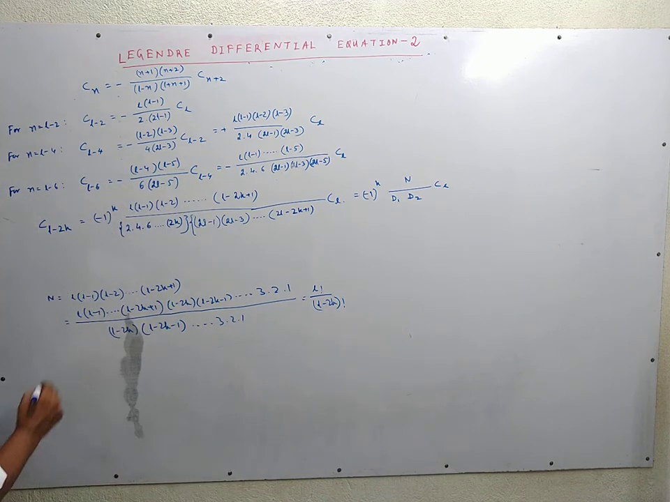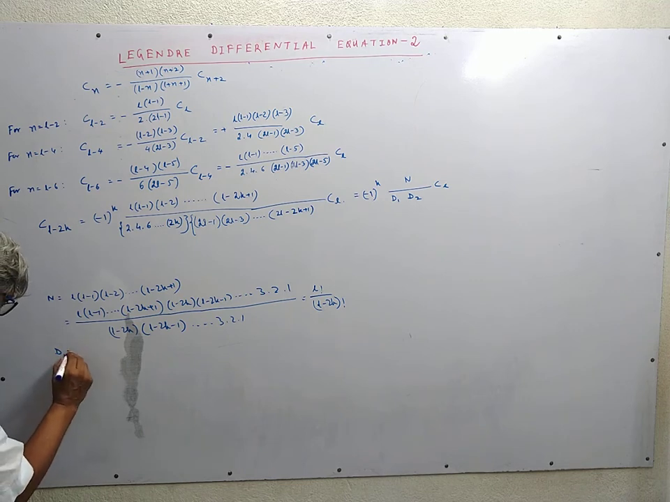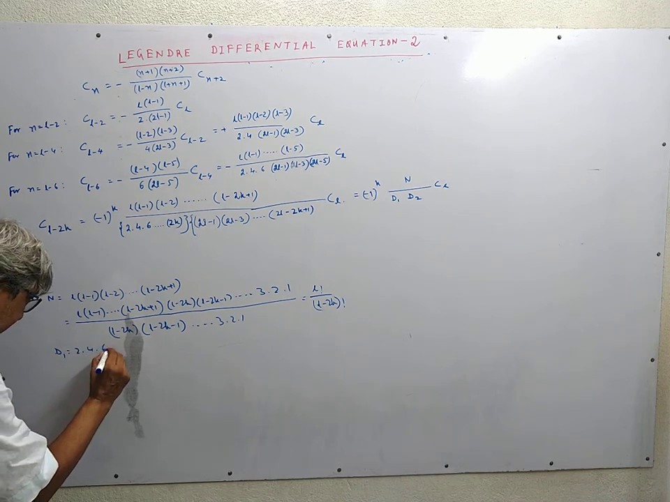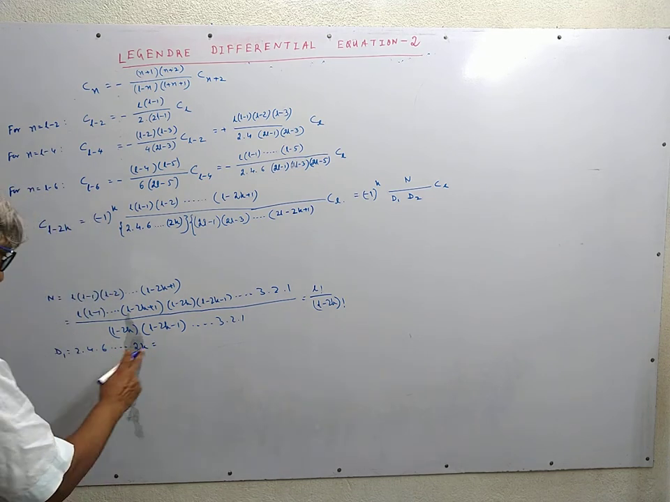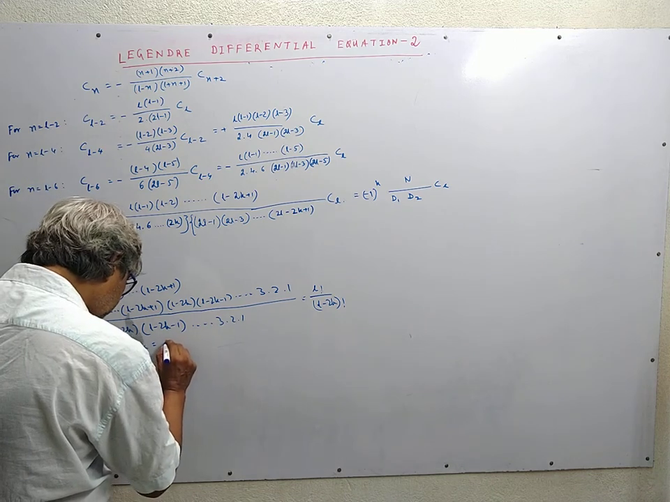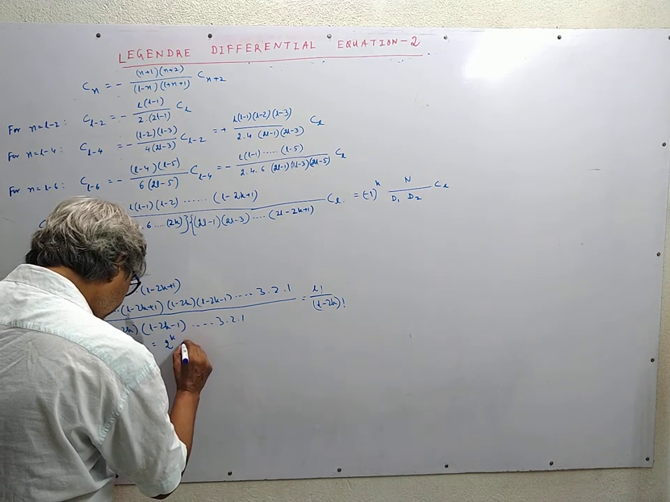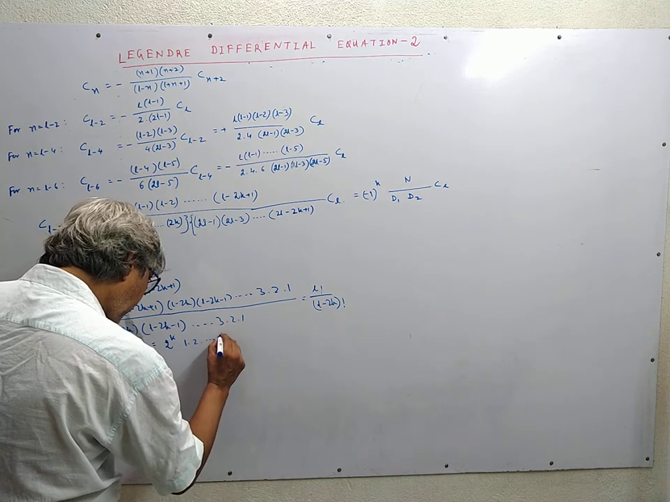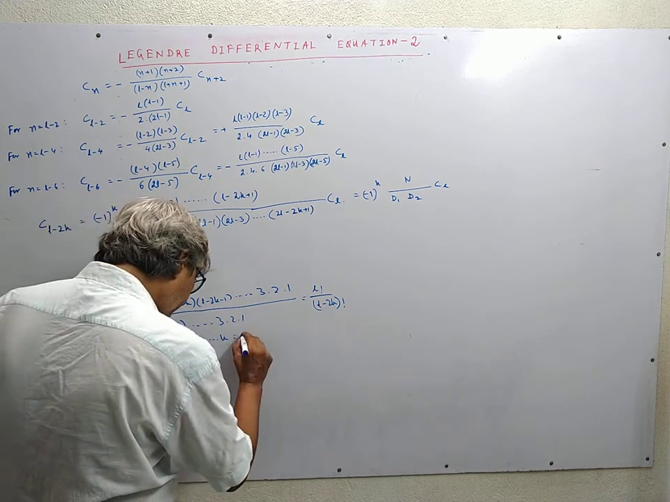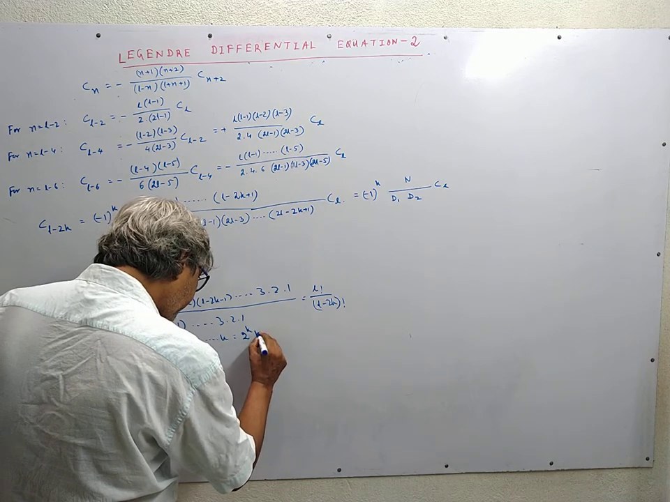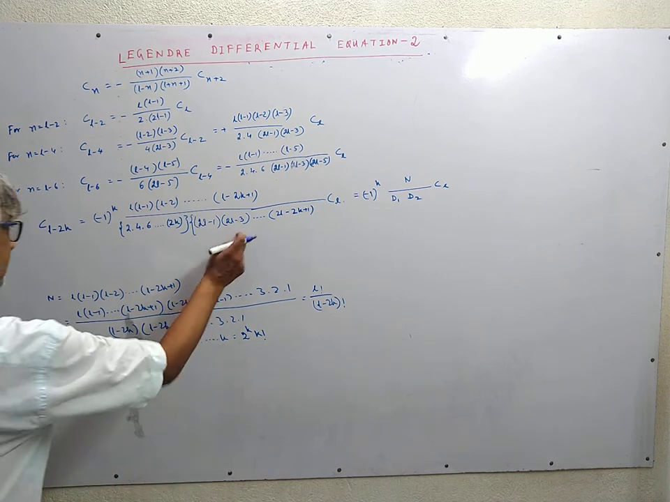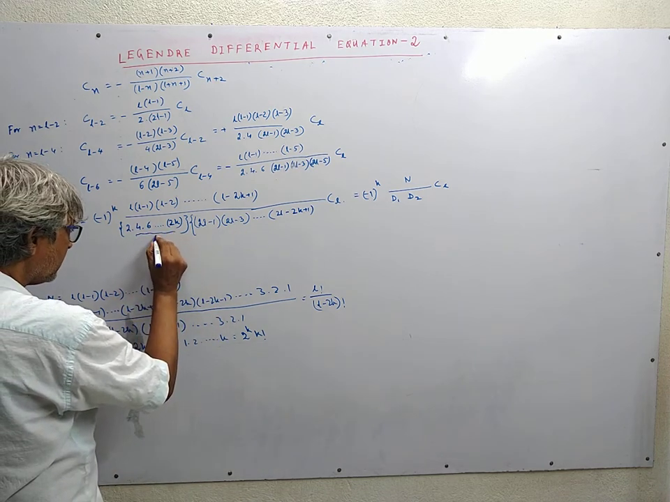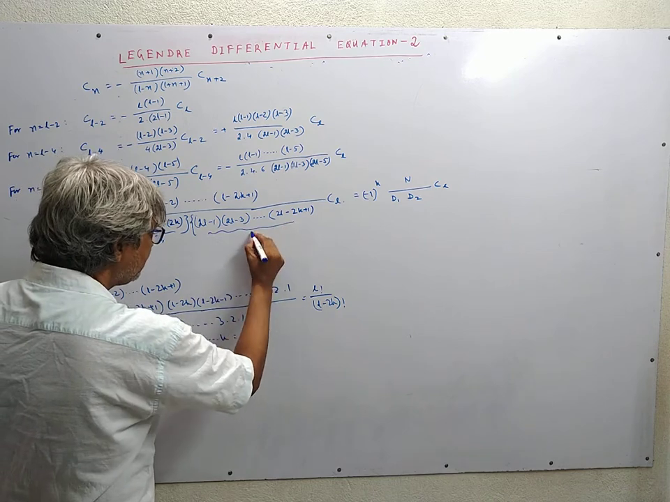D1 is 2, 4, 6 up to 2k. If we take 2 common, there are k terms, so it is 2 to the power k, then 1, 2, 3 up to k. So it is 2 to the power k times k factorial. Now come to the last term. This is D1. This is D2.